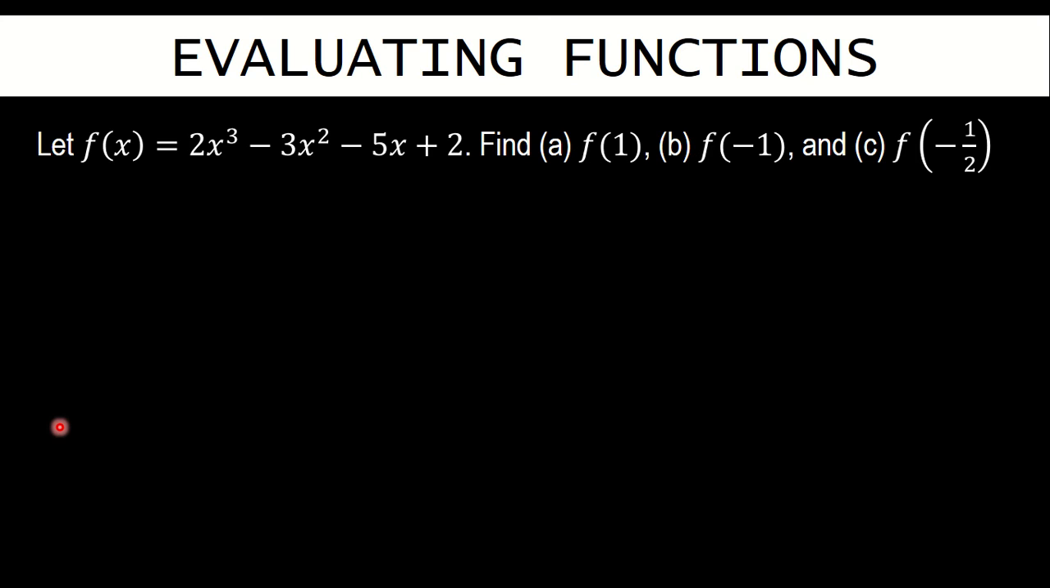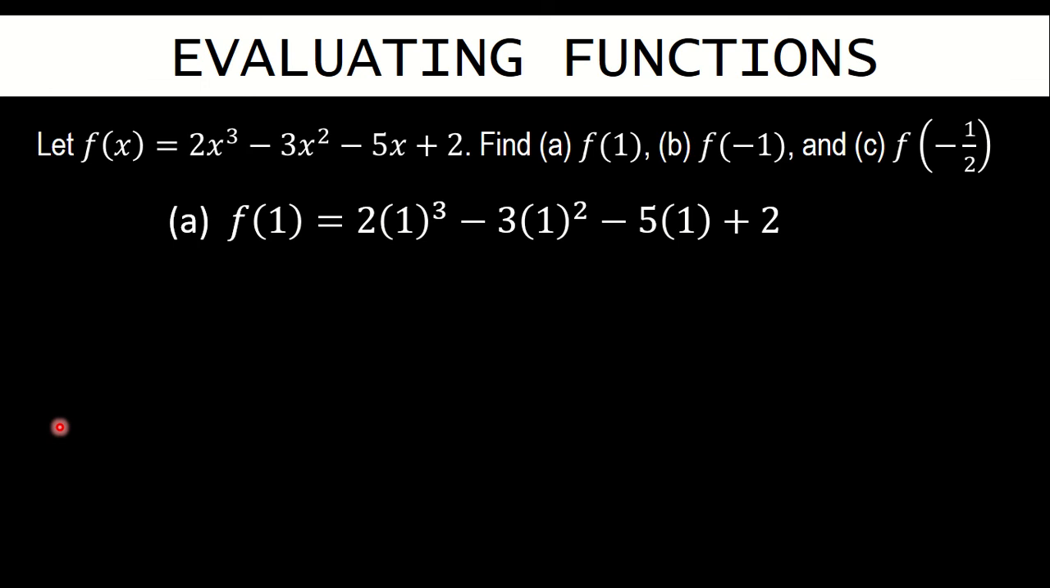Actually, when it comes to evaluating functions, all we need to do is to substitute the values of x here. First off, if x is equal to 1, let's substitute that to our function. We'll have 2 times 1 cubed minus 3 times 1 squared minus 5 times 1 plus 2. If we simplify this, we'll obtain negative 4. So if x is equal to 1, then the function is equal to negative 4.